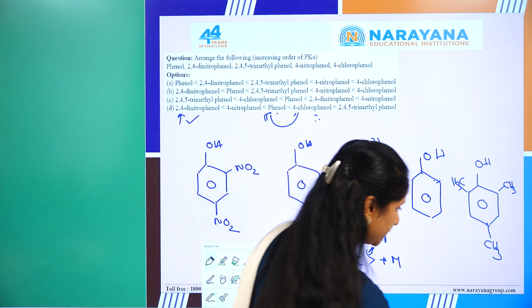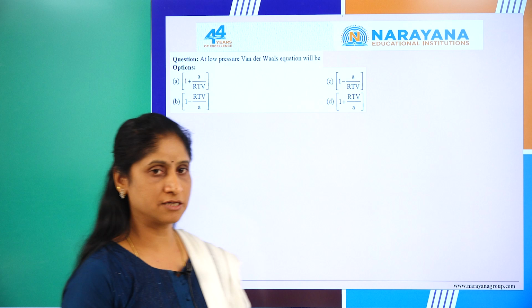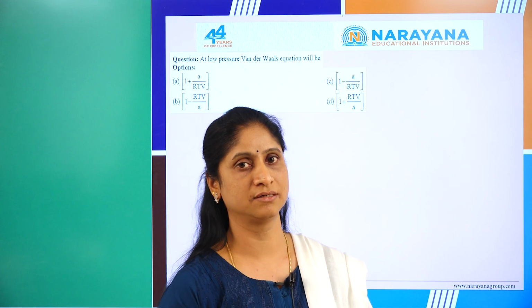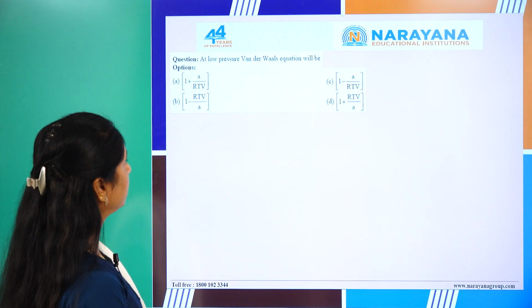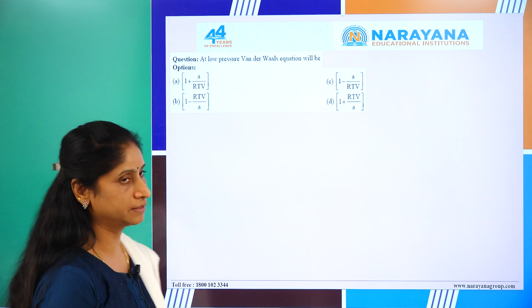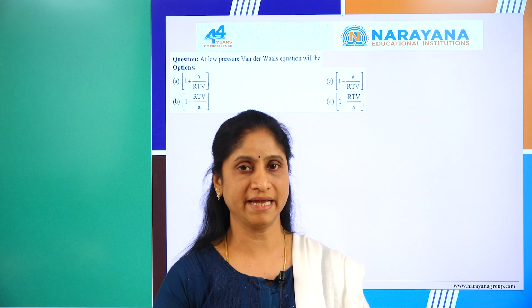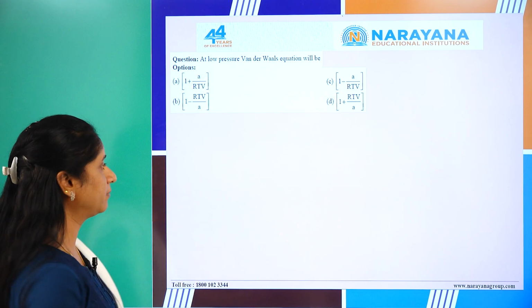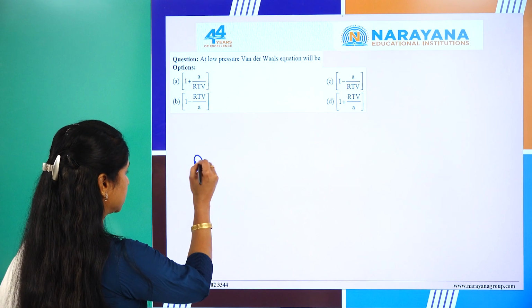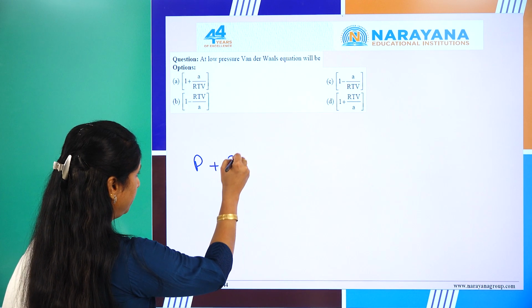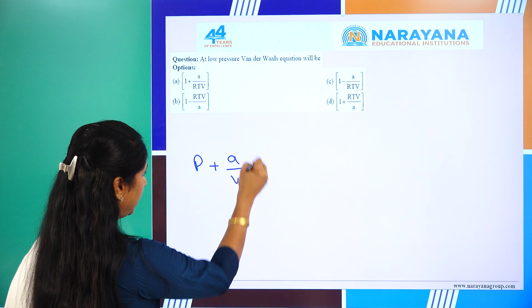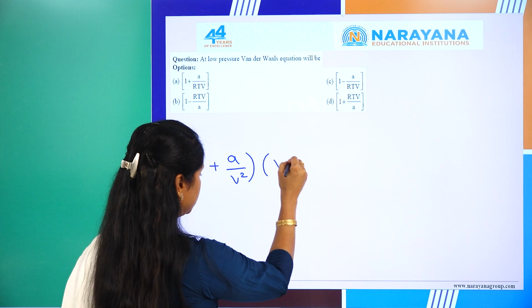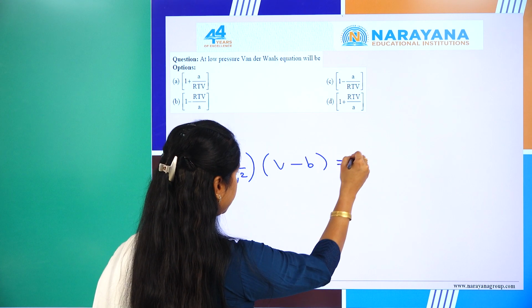So let us see the next question. This is from states of matter, gaseous state. Observe how the van der Waals gas equation can be taken in a further form at low pressures, they are asking. If I am writing for 1 mole of a real gas, the van der Waals gas equation: P plus A by V square into V minus B is equal to RT.